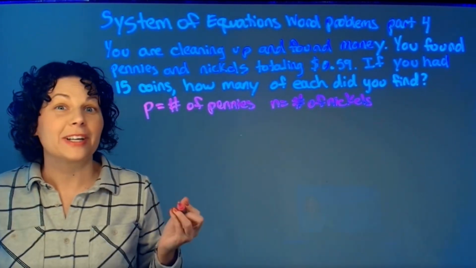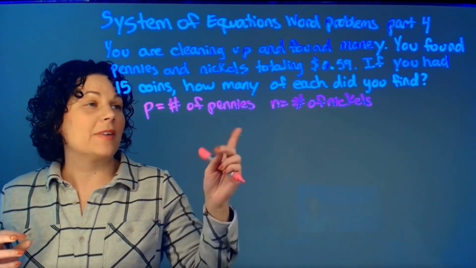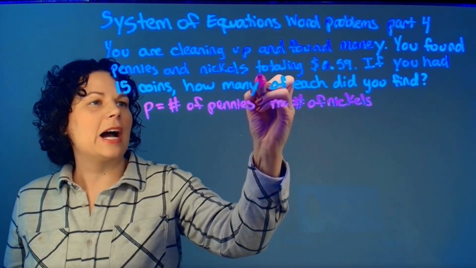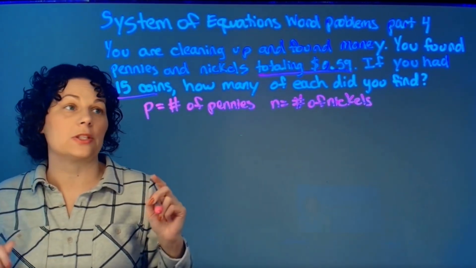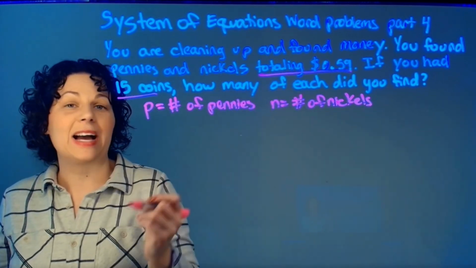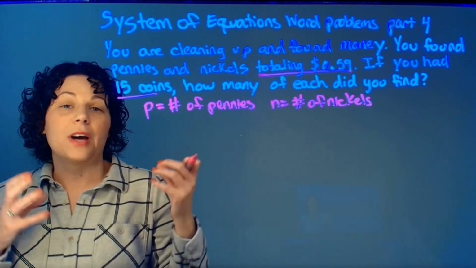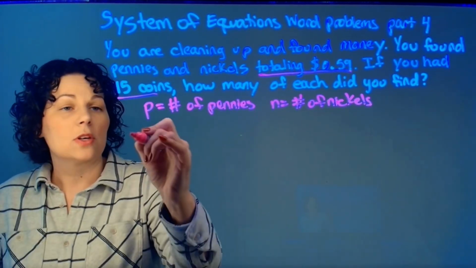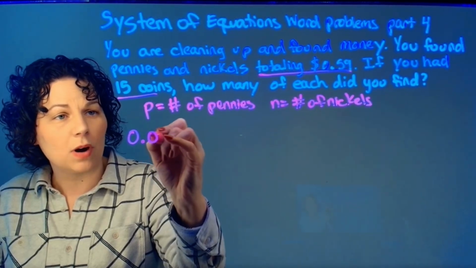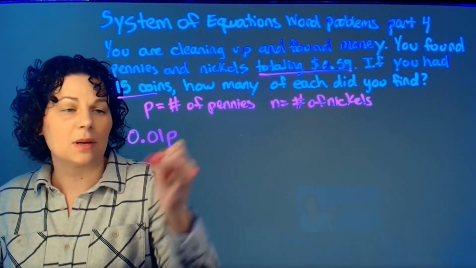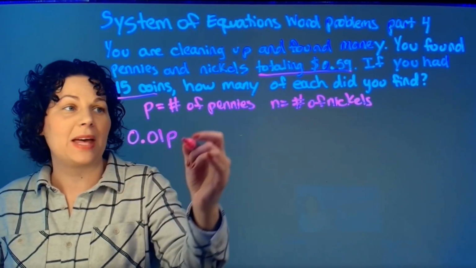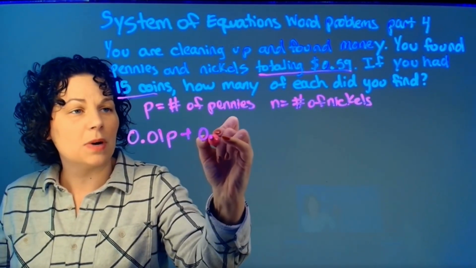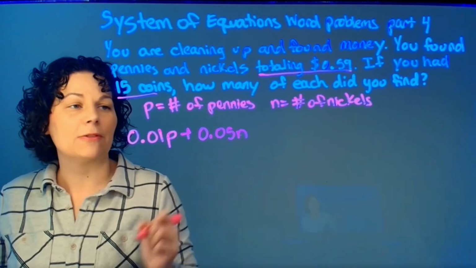Make sure you define your variables so you always know what you're talking about. Now I've got two sentences here. I found how much money I had and then how many coins. Those are my two different equations. If that's how much money I have, I need to multiply by the amount that these pennies are worth. So pennies are 1 cent times the number of pennies. How much times how many tells me how much money I have in pennies, plus how much times how many for nickels.